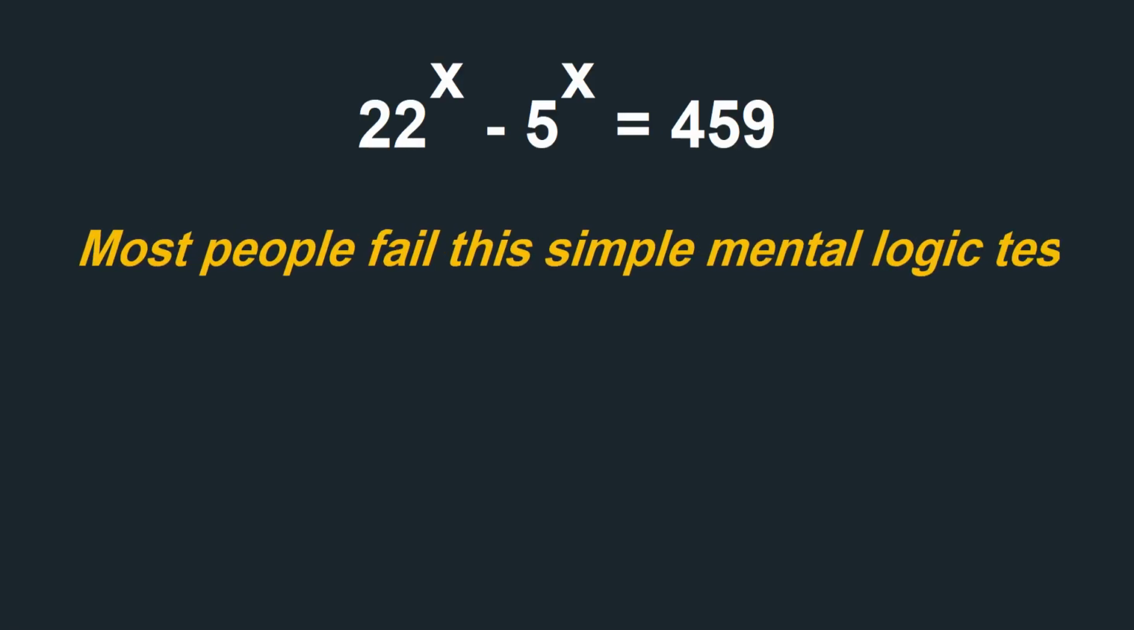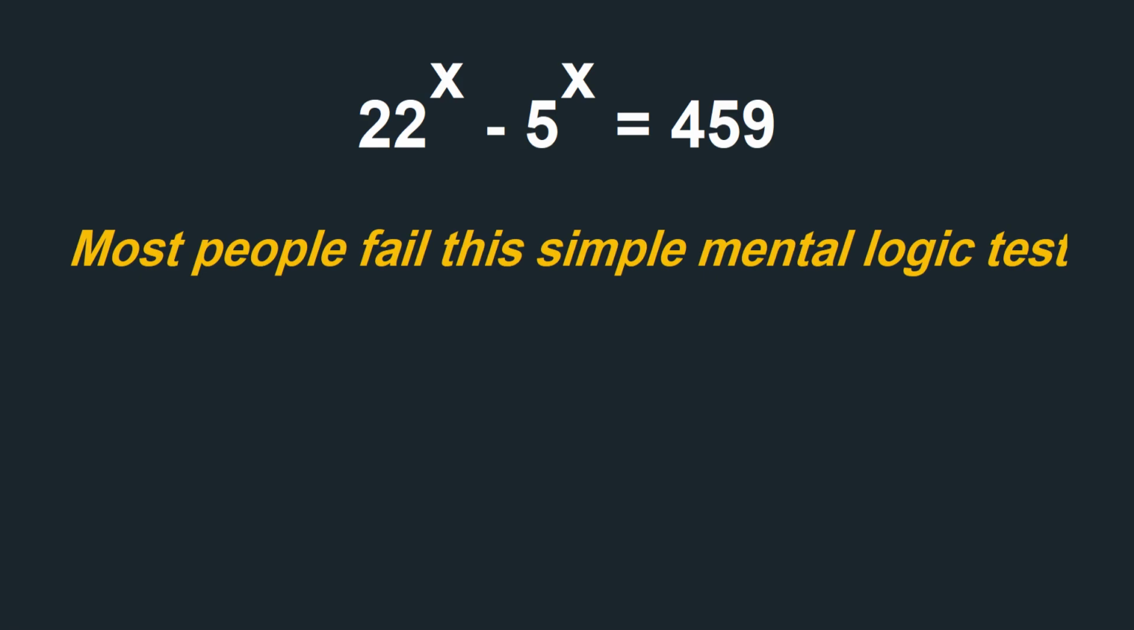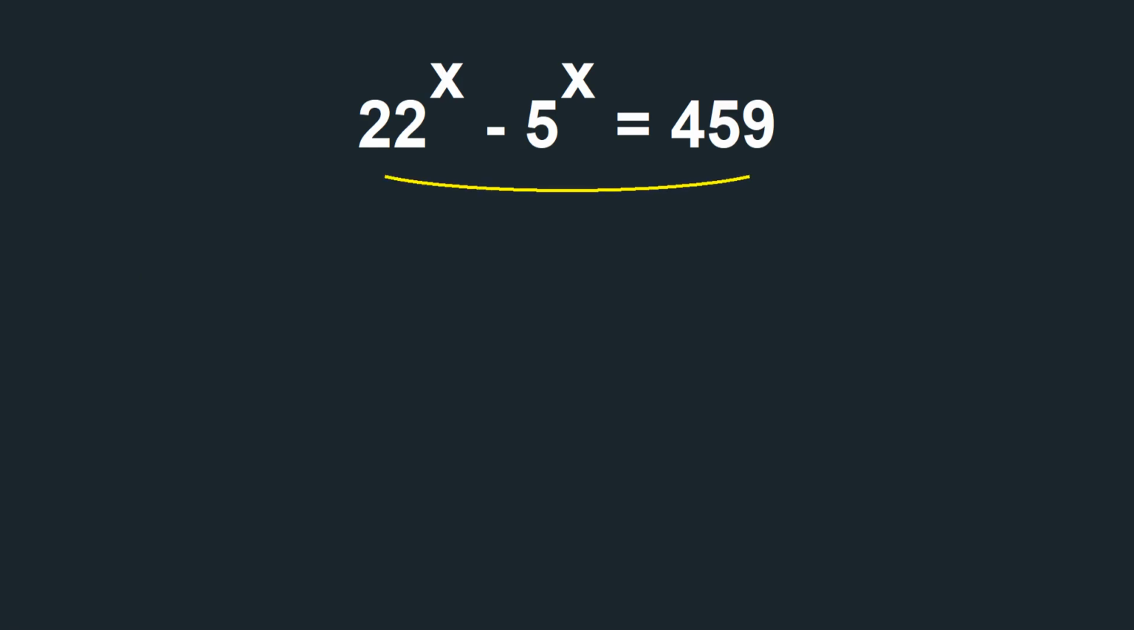In this visual story, we have this problem: 22 to the power x minus 5 to the power x equals 459, and we want to get the value of x. The problem might look difficult, but it becomes easier if you break down the number 459 into two numbers such as 27 times 17.